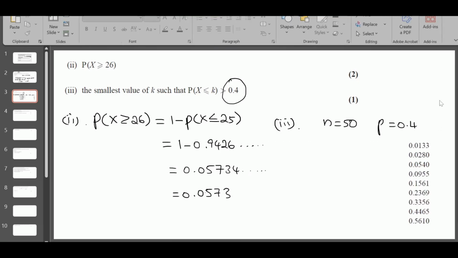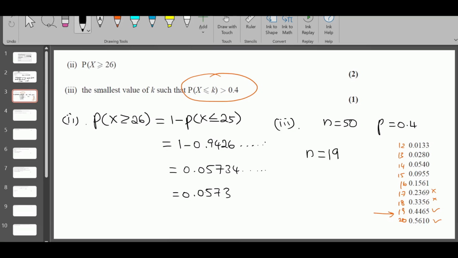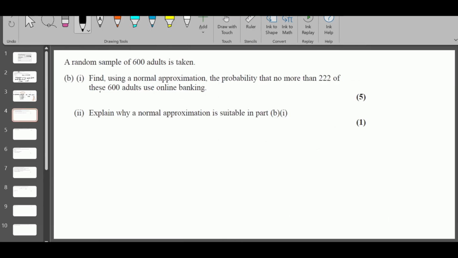So I have put the table values here. The corresponding values of x are 12, 13, 14, 15, 16, 17, 18, 19, 20. So the values that satisfy this condition are more than 0.4. This is less than 0.4, less than 0.4, more than 0.4, more than 0.4. The smallest value is 19. So you can write k is equal to 19. Not n, it's k. That's all.